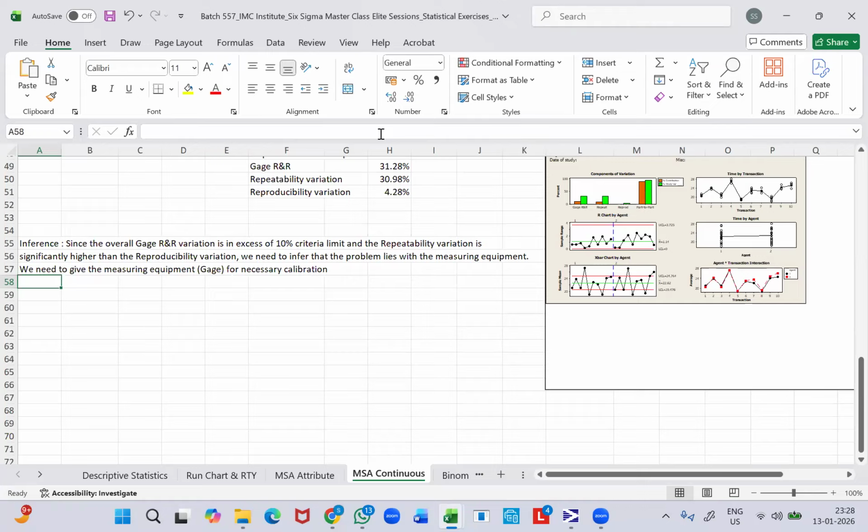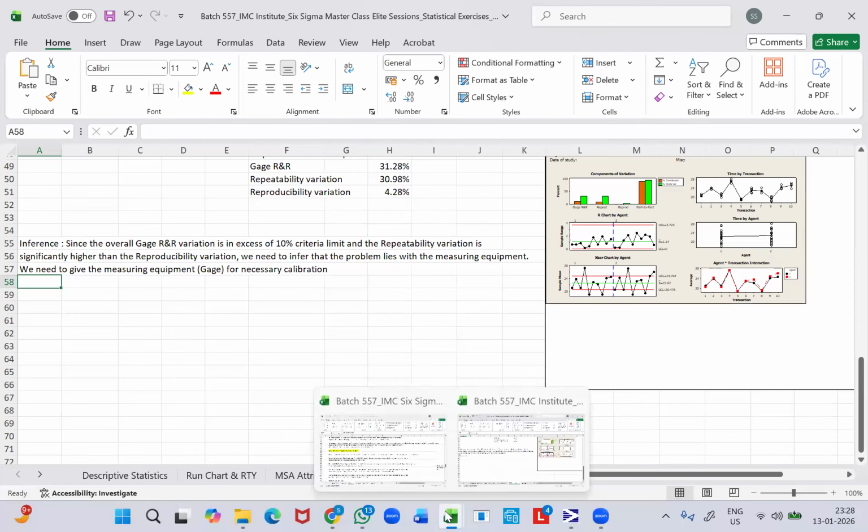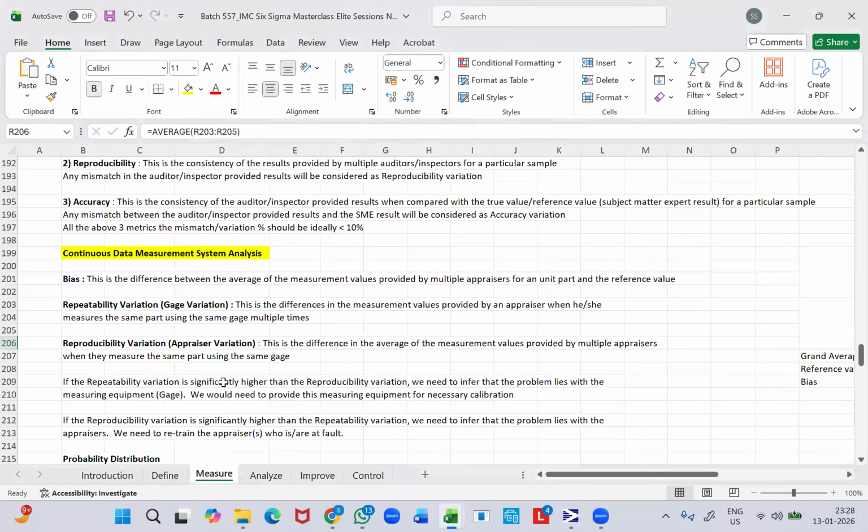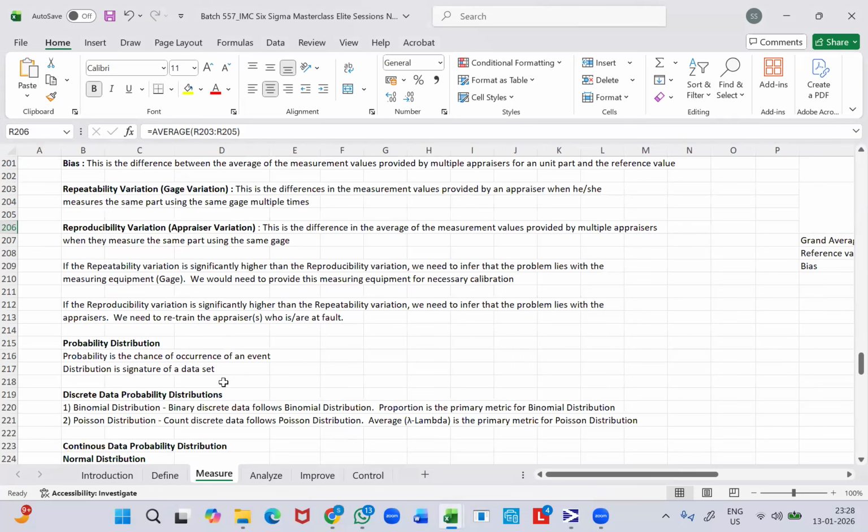Fine. So let us stop here because the next topic that we are going to look at is also an important topic called probability distribution. This probability distribution is somewhat an advanced topic, but we will try to make it simplified. We have some good case scenarios which we will work on tomorrow. But since this is an important concept in the measure phase, we will not discuss this today. So we will look at it fresh tomorrow, right?